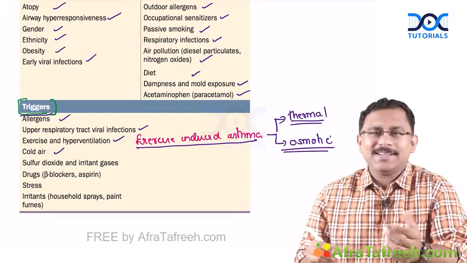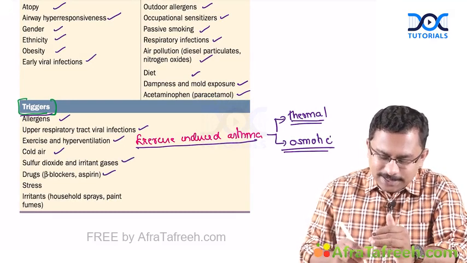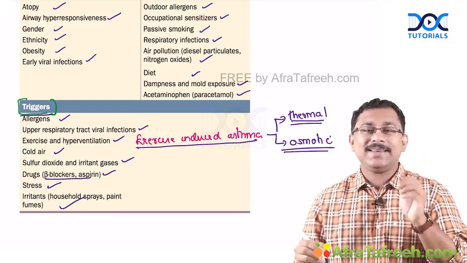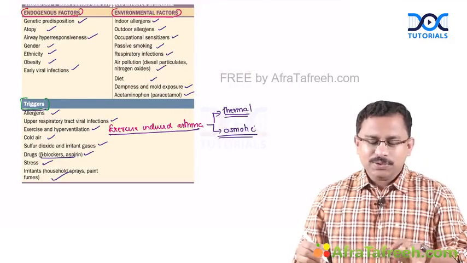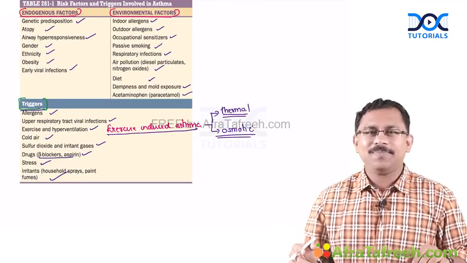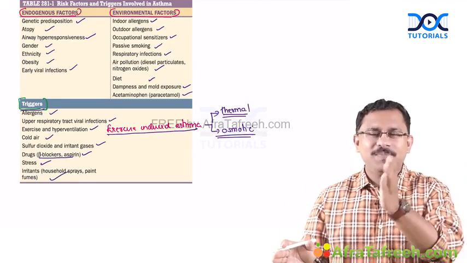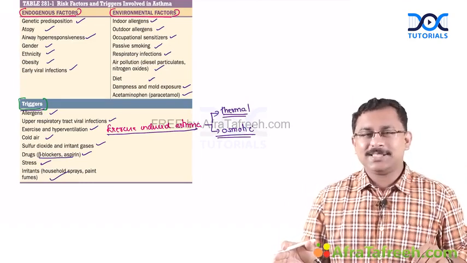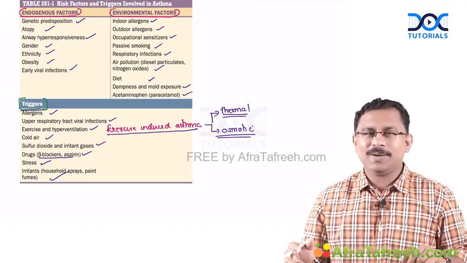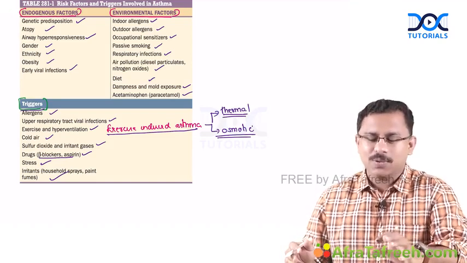Cold air can trigger asthmatic episodes in some individuals. Sulfur dioxide and irritant gases, drugs like beta blockers and aspirin, stress, irritants, all these can act as triggers for asthma. So these are the factors contributing to the development of asthma. The gray area is the genetic predisposition. We are not yet able to pinpoint a particular gene that is responsible, or what makes a particular individual likely to develop asthma. But we are quite sure of one thing, there is a definite genetic predisposition to asthma.